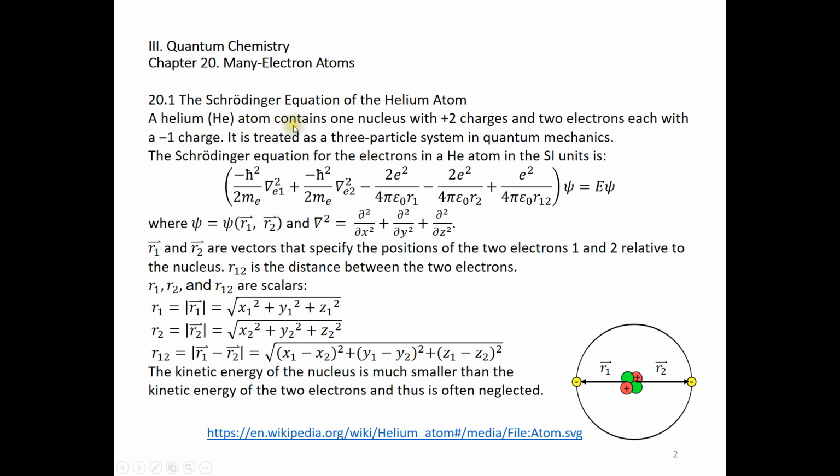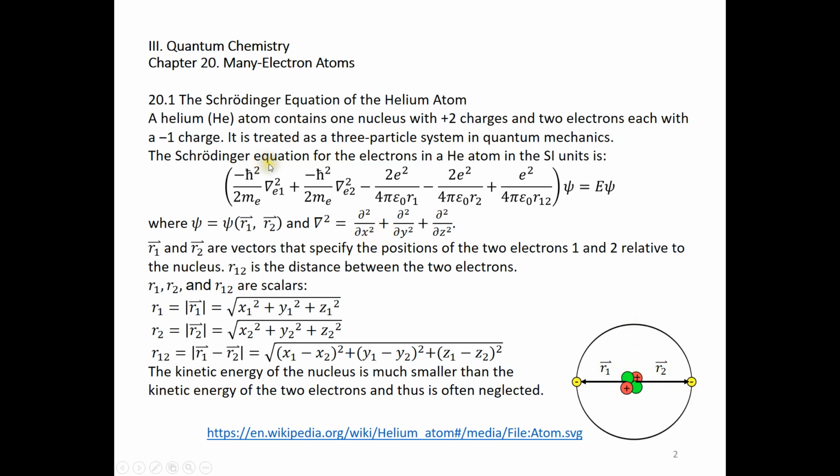A helium atom contains 1 nucleus with plus 2 charges and 2 electrons, each with a -1 charge. It is treated as a 3-particle system in quantum mechanics. Nucleus at the center surrounded by 2 different electrons. Their positions are specified by the R1 vector and R2 vector.